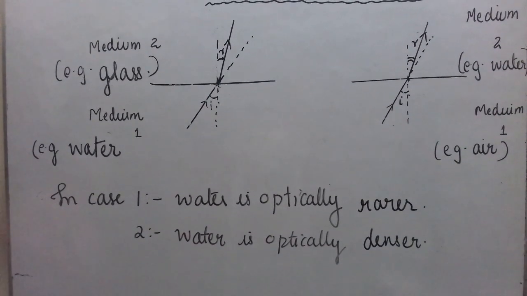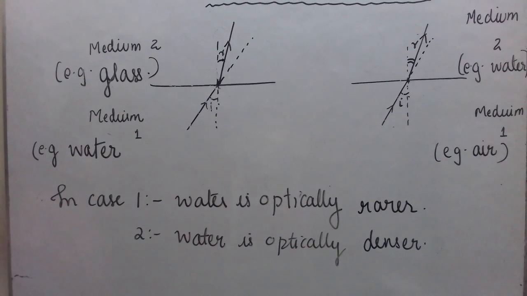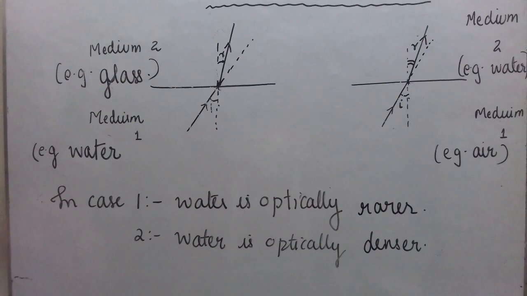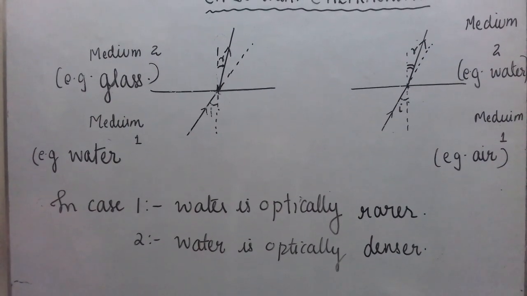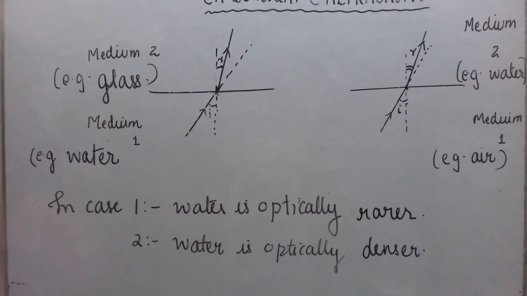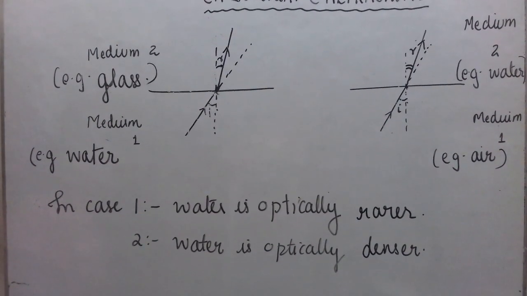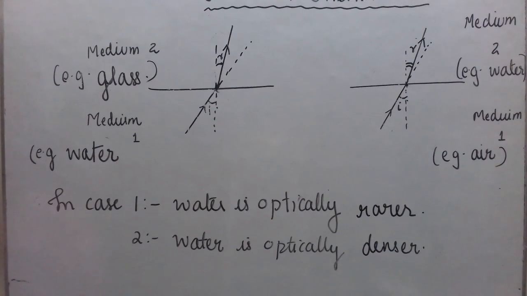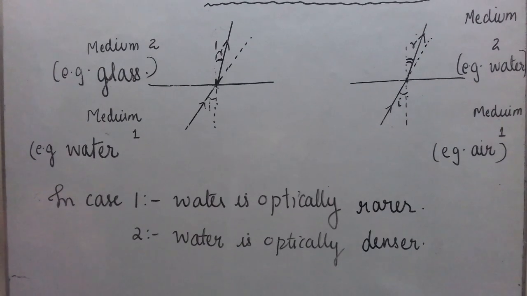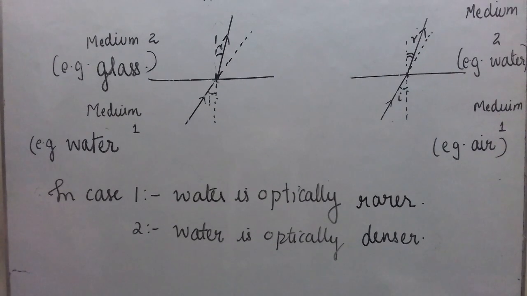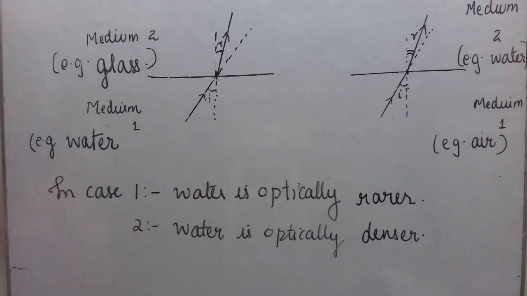If I take air and any other medium but not vacuum, then again I know the speed of light is maximum in air compared to other media. So air will be optically rarer and the other medium will be optically denser. Now if we choose any two media other than air and vacuum, then you can never say that one medium is always optically denser. Because in one case it may be optically denser, in another case it may be optically rarer.